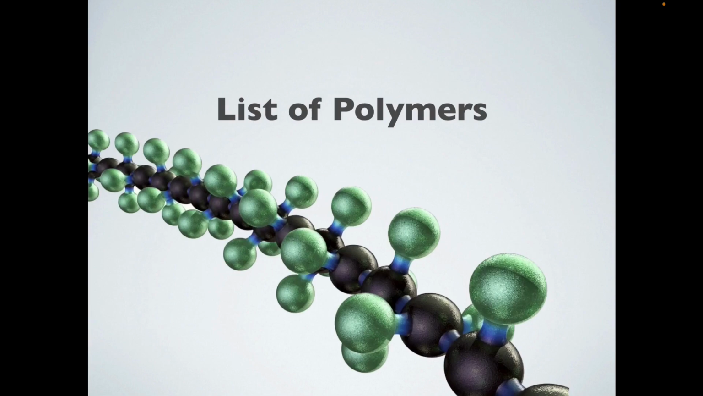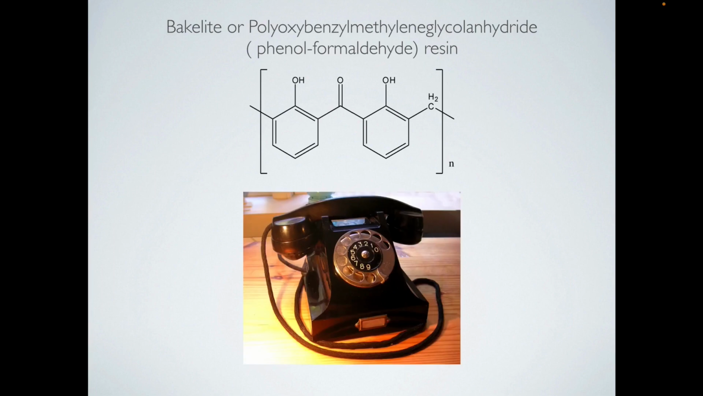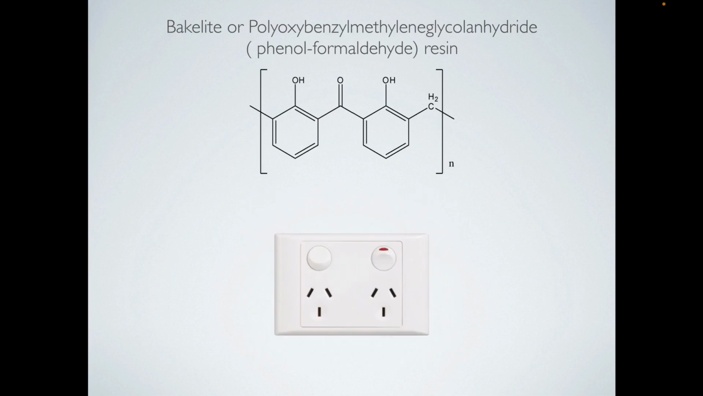List of polymers. We discussed earlier the ABS and the TPE filaments used in 3D printing. Others, like bakelite, which is polyoxybenzyl methylene glycol anhydride, a phenol formaldehyde polymer, hard, infusible, and a little bit ancient actually. Example of it is this Ericsson bakelite made telephone, but it's still used today in sockets for example.